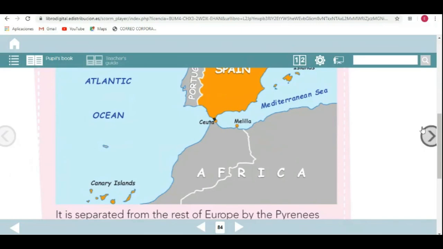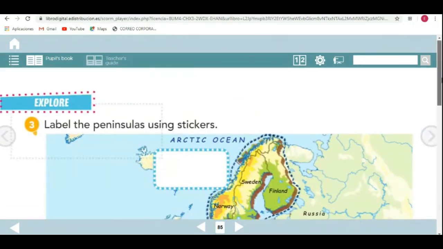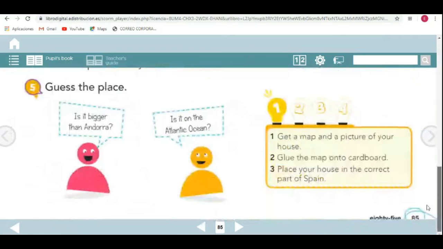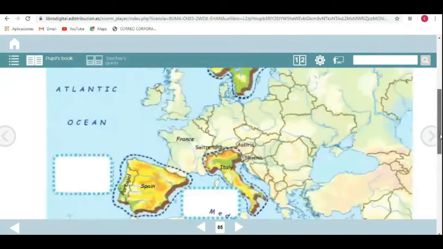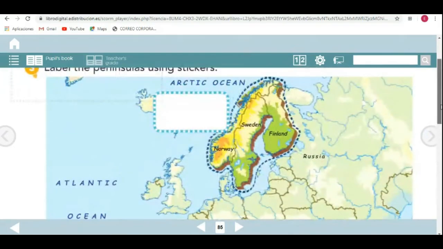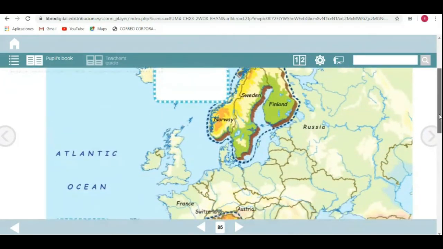I think that it is very easy if you're looking at the map and you are following the video. And that's what you have to do for day 2. I think that you will understand it very good.